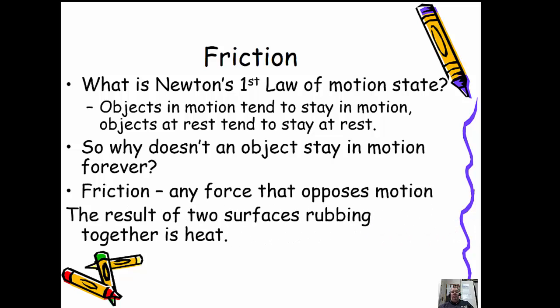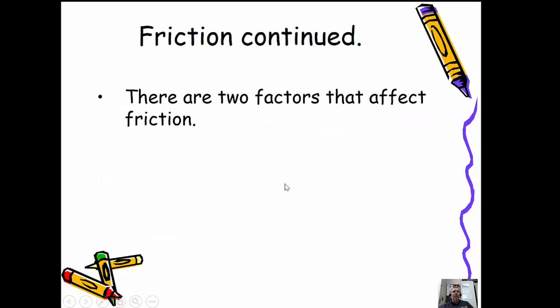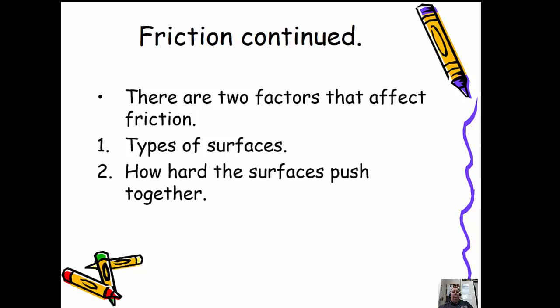Now, the result of these two surfaces coming into contact with one another, opposing motion, is going to be thermal energy or heat. There are two factors that are going to affect friction. Number one is going to be the types of surfaces. If I kick an object on the floor or on carpet, you know that it's going to go a certain distance. But if I kick it on ice, it's going to travel a lot further. The other factor is how hard those surfaces push together.